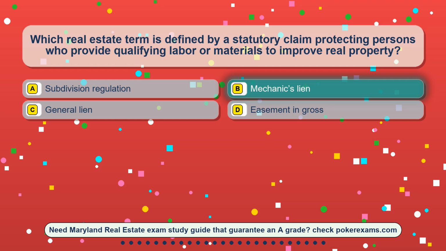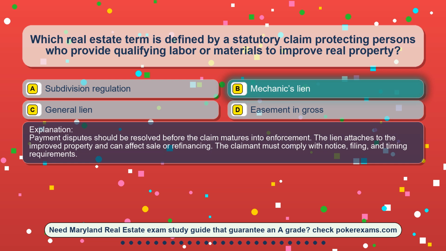The correct answer is option B, mechanics lien. Payment disputes should be resolved before the claim matures into enforcement. The lien attaches to the improved property and can affect sale or refinancing. The claimant must comply with notice, filing, and timing requirements.